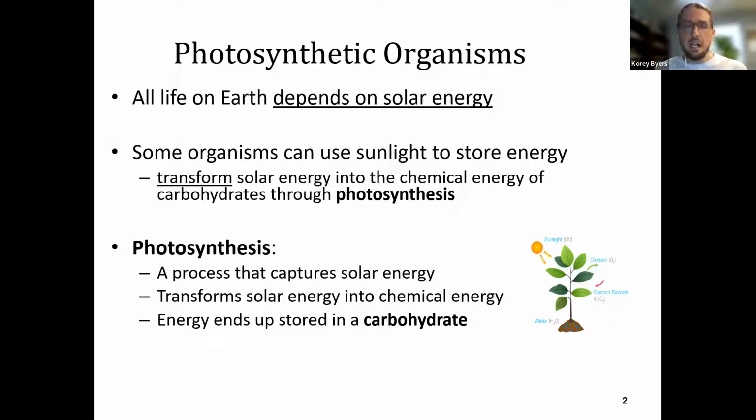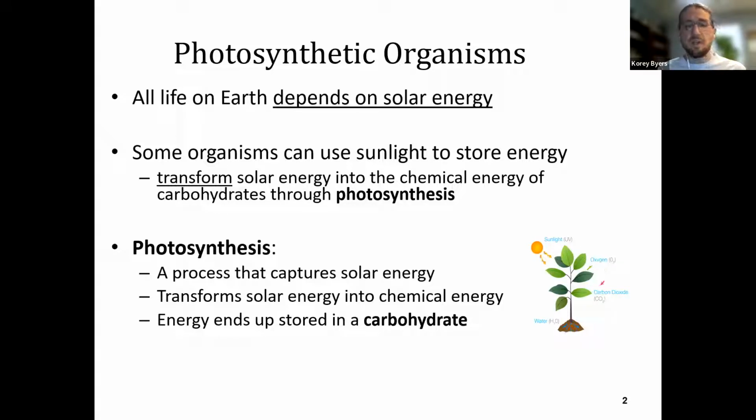Now, we're not taking sunlight, which is just waves of visible and invisible radiation, and converting that directly into a sugar. That's impossible. But what we can do is transfer the energy from one form to another. So what plants and other photosynthetic organisms can do is take solar energy, take this radiative energy, and charge up some electrons, and then store those high energy electrons. And then when they need them, break that down and access those electrons.